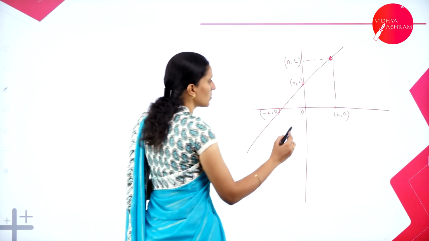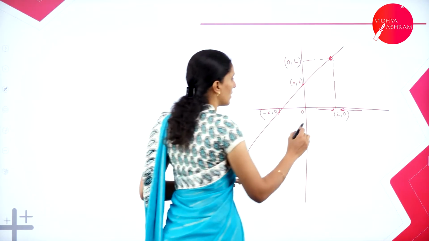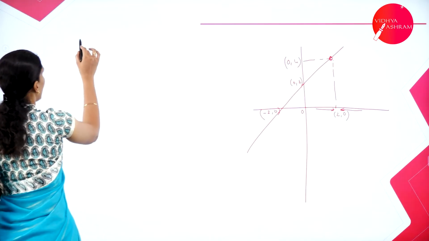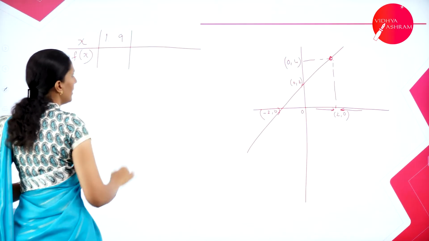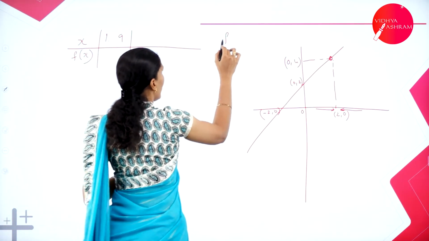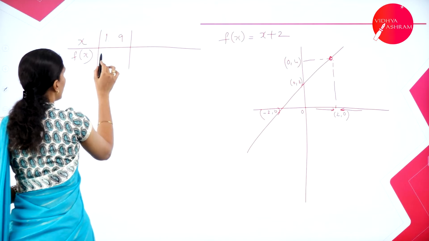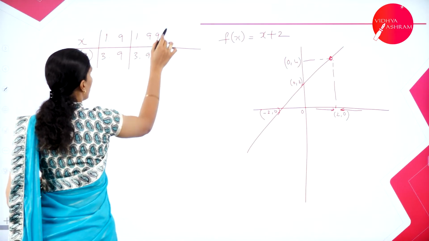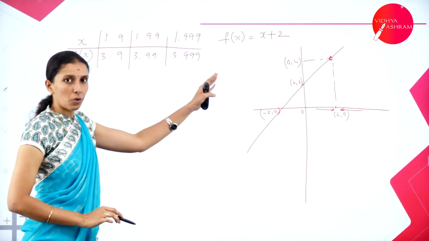Now take the values close to 2. I said we can approach from two sides: one is from the left side, another is from the right side. Let us take the values of x from the left side first. If I take 1.9, then f(x) = x + 2 is almost 3.9. If I take 1.99, it is 3.99. If I take 1.999, the answer is 3.999, which is almost equal to 4.